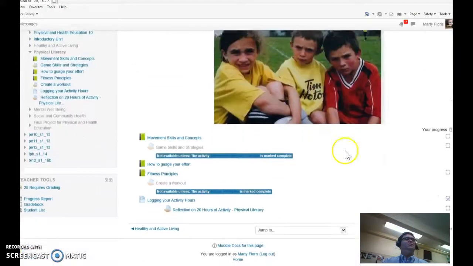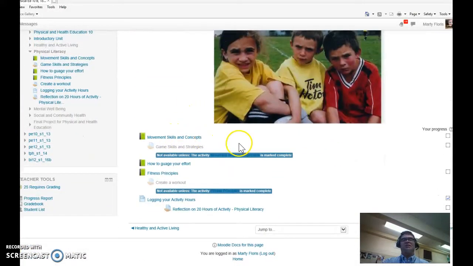So physical literacy, the first assignment, movement skills and concepts. What we're going to ask you to do in the game skills and strategies, you're going to pick a sport. You're going to identify some movement skills, some movement concepts, and then you're going to identify two movement strategies, maybe a pick and roll in basketball, for example, would be an example of one of those strategies, and describe that.